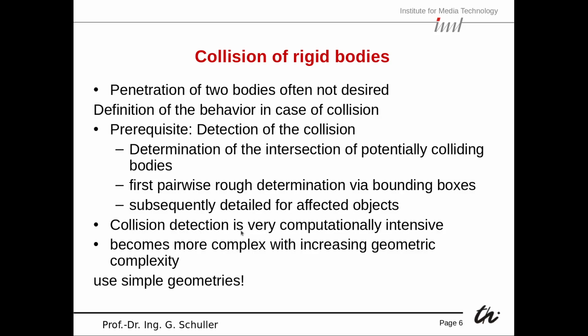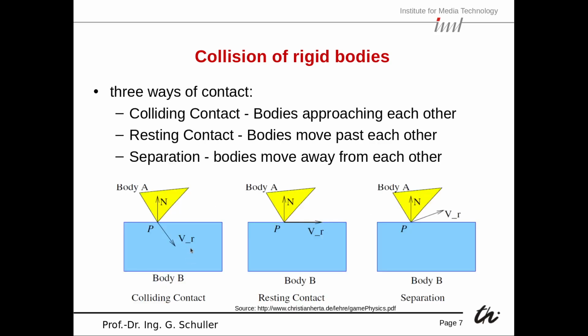So we have a collision detection, which is very computationally intensive, and it becomes more complex with increasing geometric complexity. So that's why it's better to use simple geometries. So here we have some examples. 3 ways of contact. We have colliding contact, bodies approaching each other. Then we have a resting contact, bodies move past each other. And then we have a separation, bodies move away from each other. Right here we have those cases.